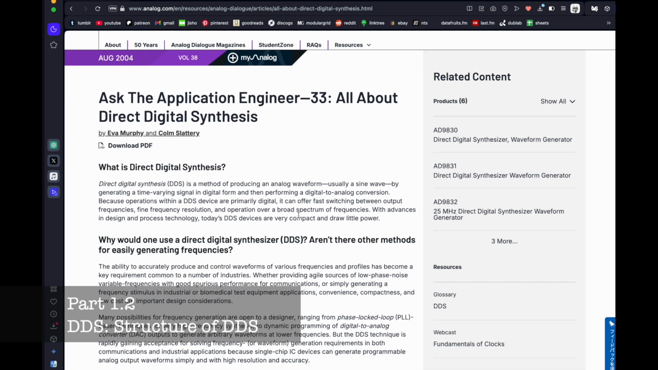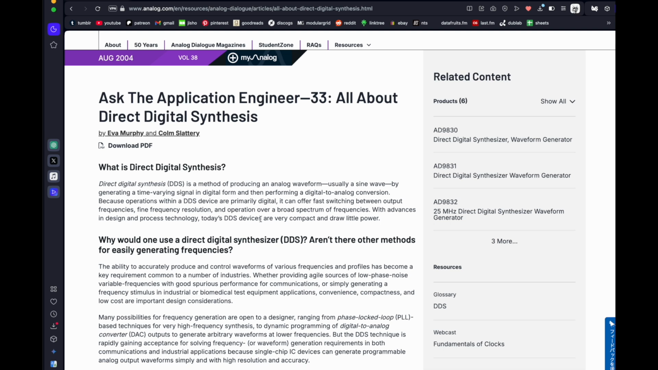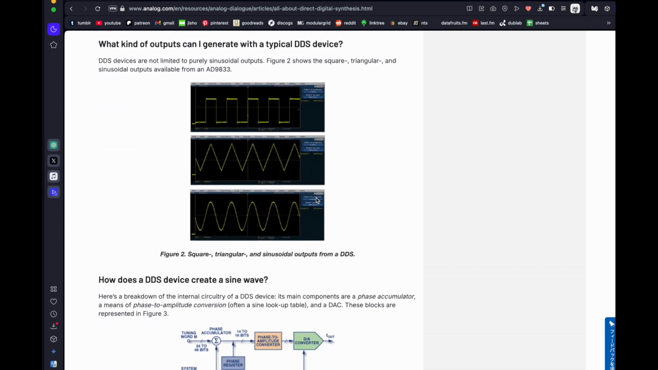So this is a good article by Analog Devices, and we can just read this really quick. Direct digital synthesis is a method of producing an analog waveform, usually a sine wave, by generating a time-varying signal in digital form and then performing a digital to analog conversion. And it's made up of the same components as what we just saw.